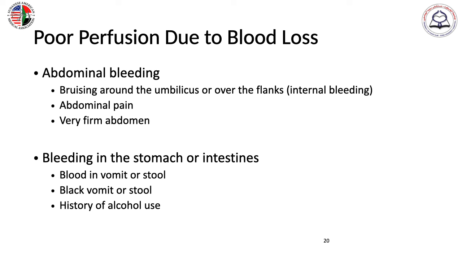A patient with bruising around the umbilicus and in the flank, that can happen with necrotizing pancreatitis. Abdominal pain and a very firm abdomen occur with intra-abdominal bleeding or ruptured ectopic. Blood can come as hematemesis in the vomitus or in the stool as melena or hematochezia. History of alcohol use can lead to portal hypertension or gastritis.